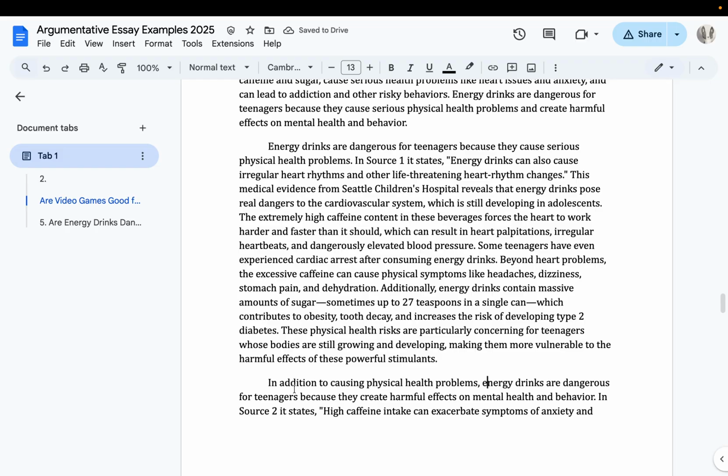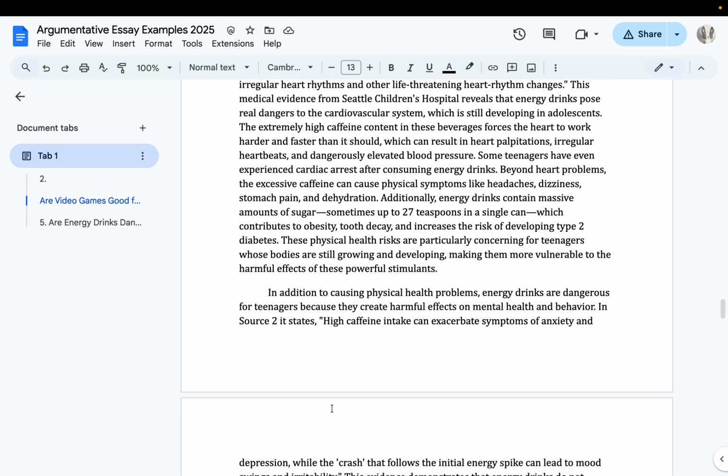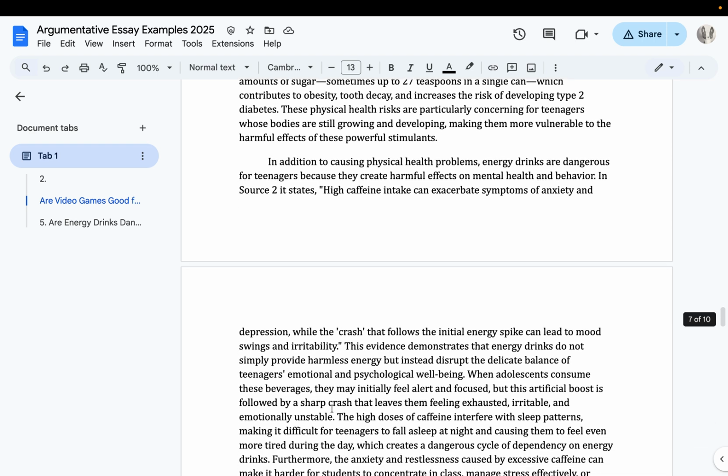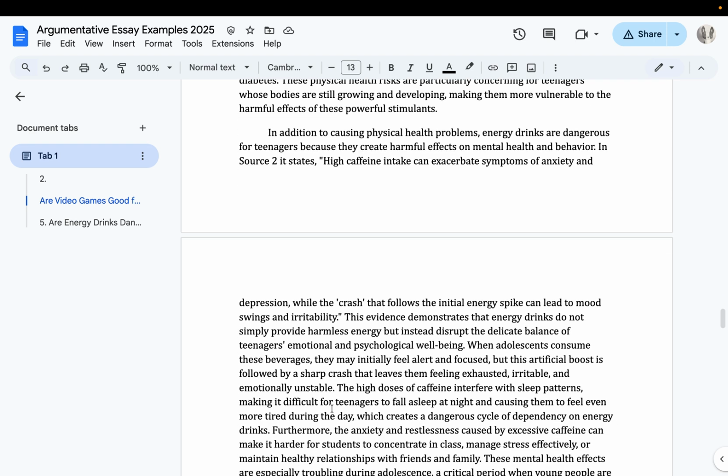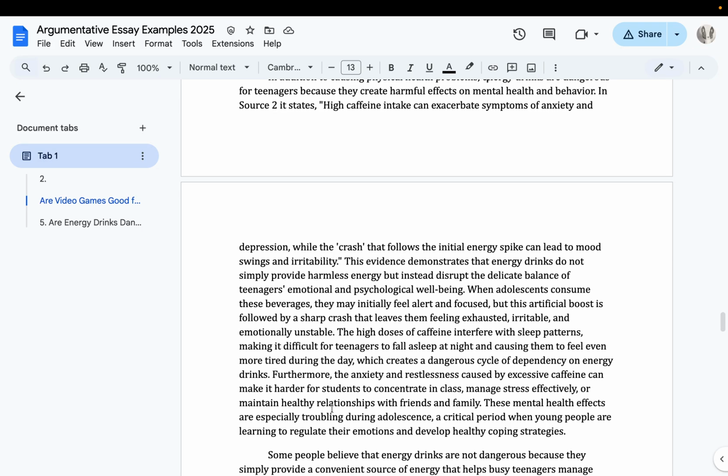Energy drinks are dangerous for teenagers because they create harmful effects on mental health and behavior. In source 2, the evidence says high caffeine intake exacerbates symptoms of anxiety and depression, while the crash that follows the initial drink spike can lead to mood swings and irritability. So again, evidence elaboration.